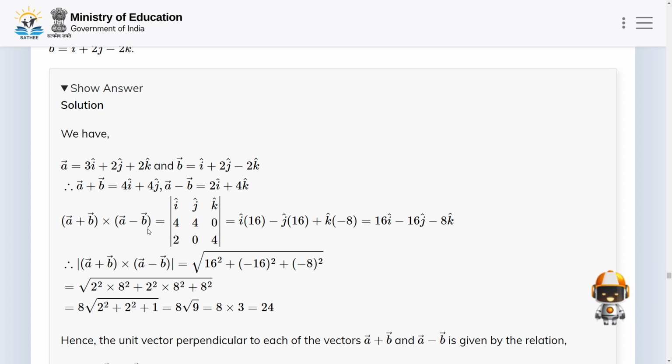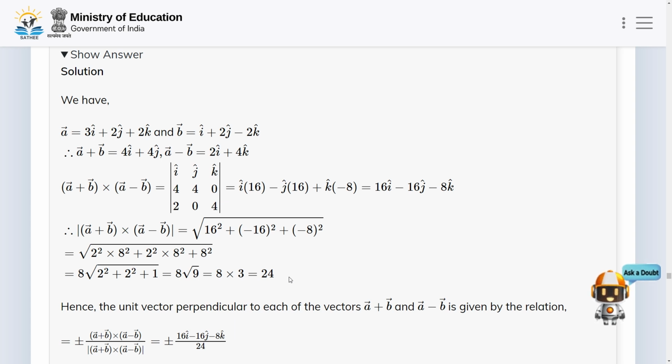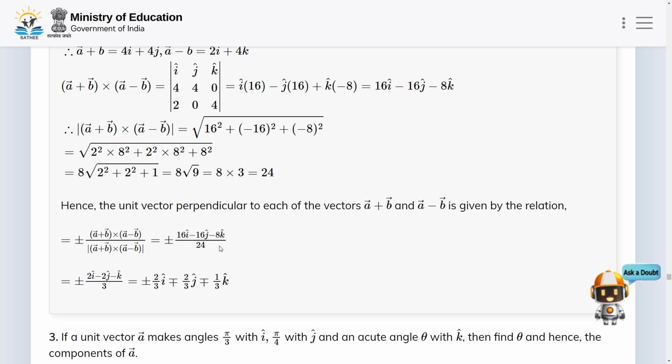But you have to find the unit vector, so make it a unit vector. How? Just divide this vector by its magnitude. So the magnitude for this vector will be the root of the sum of squares of the scalar components. As you can see, you will get 24 as your magnitude. So the unit vector will be this. I hope it is clear to you.